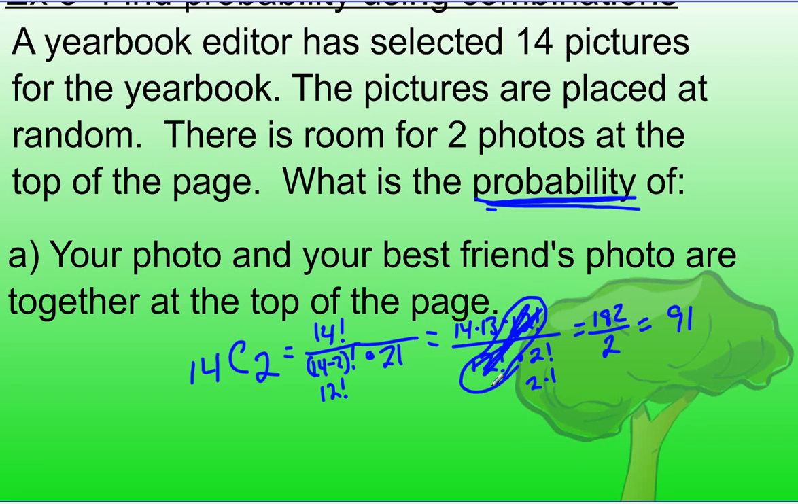The next question you ask yourself is, are you done? Is 91 the probability that your best friend's photo and your photo are at the top of the page together? The answer is no. That's not probability. That's how many ways all those 14 photos can be at the top of the page, but the probability that you and your friend are together, well, there's 1 out of that 91. So those are all the combinations. One way has you and your friend together. Okay?